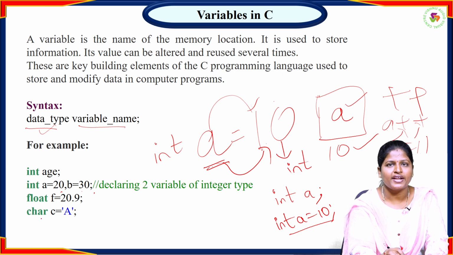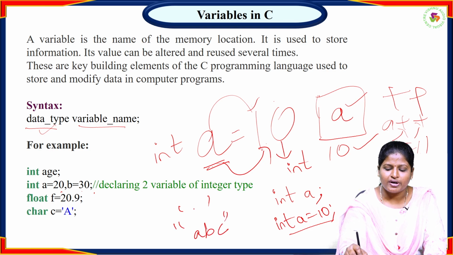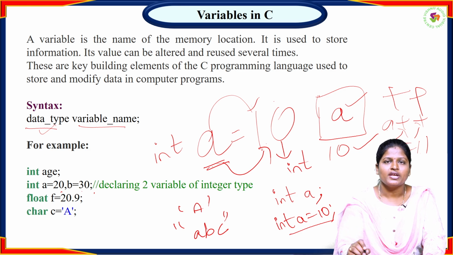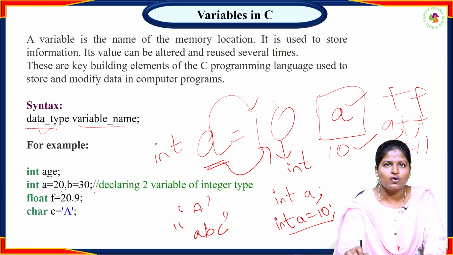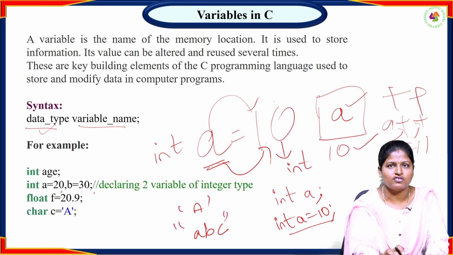And C for characters. Since it is a character, we have to represent the characters in single quotes and strings in double quotes. A string is nothing but a collection of characters and a character is nothing but a single character. So, characters must be represented in single quotes, strings must be represented in double quotes. These are the different types of examples of how we use variable declarations.